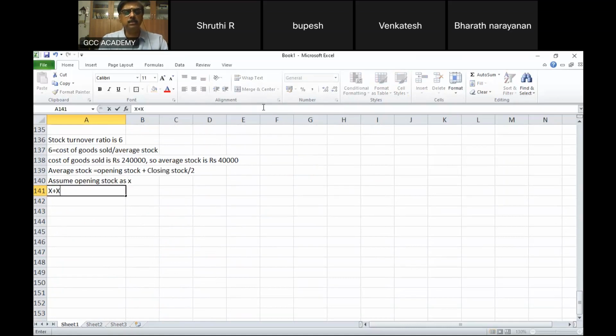So, assume opening stock is X. Closing stock is X plus 5,000, that is, 5,000 higher than opening stock.